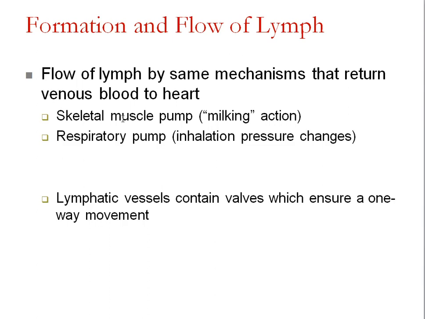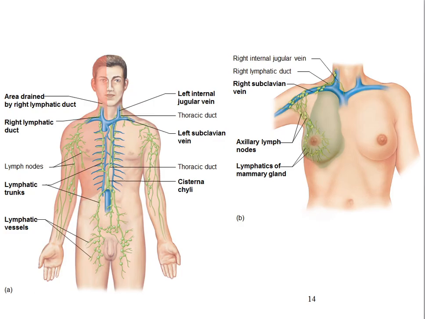When it compresses that vein and pushes the blood, it's also compressing that lymphatic vessel and pushing the lymph up through the next valve. Respiratory pump, working with the diaphragm again to help get it over that last little bit. And here at the bottom, lymphatic vessels contain valves, just like our veins, to ensure that one-way flow of movement. So some more pictures just showing you how lymphatic vessels are spread throughout the body.